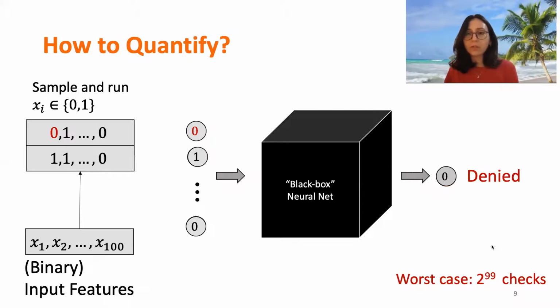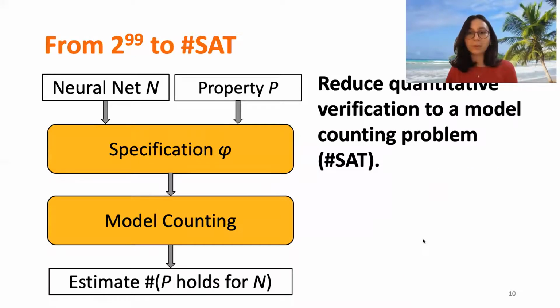However, the worst case for this approach is that we might have to do 2 raised to 99 checks, or a very large number of checks if the event of finding such examples is rare. The alternative to this approach is to reduce the problem to model counting, or #SAT. Given a neural network N and a property P, we this time encode a specification phi of the problem of how often P holds for N, and we use a model counter to find the number of satisfying assignments for this specification.